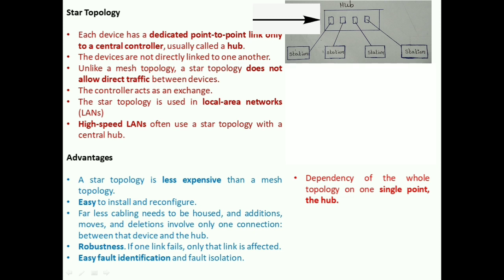Okay, so now, the transmission of direct traffic from one station to another station is not allowed here. Okay, so generally star topology is used in local area networks, and also high speed LANs are often using the star topology. Now coming to the advantages of star topology, a star topology is less expensive when compared to the mesh topology, because the total number of input output ports and the total number of links are less when compared to the mesh topology.